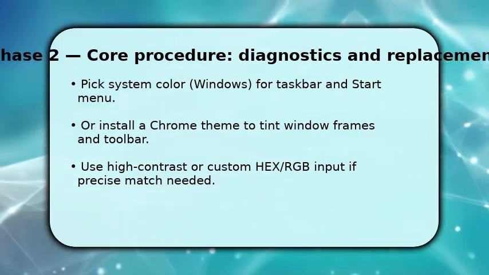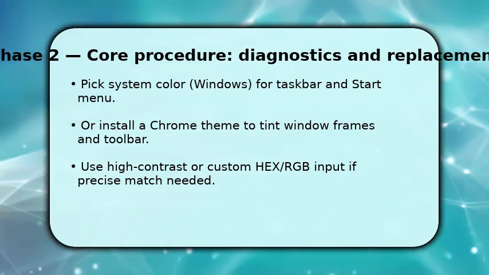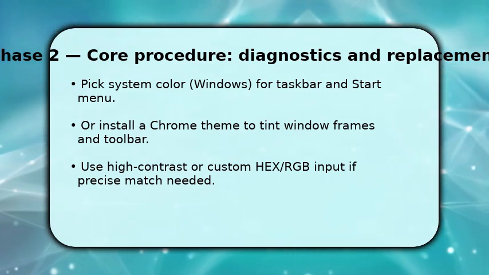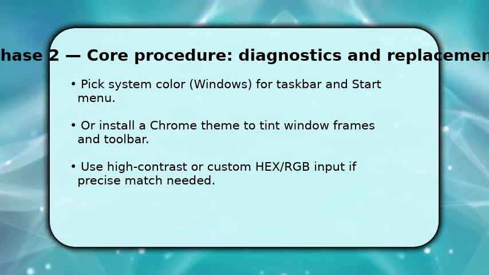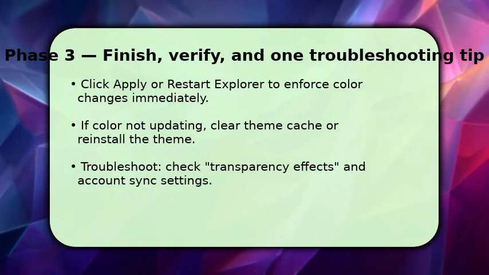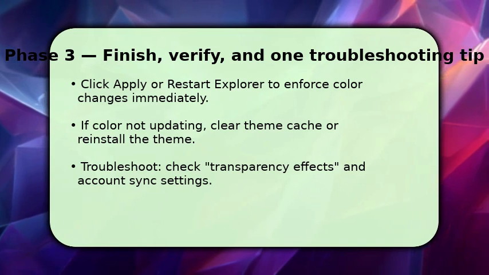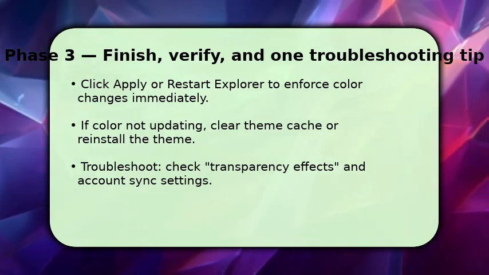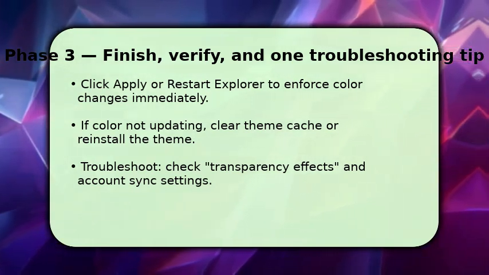If you need an exact shade, choose Custom Color and enter a HEX or RGB value. For accessibility, consider a high contrast option. Make the selection and finally, apply the change and confirm it appears on the taskbar. In Windows, you may need to restart Explorer or sign out and back in for system colors to update.